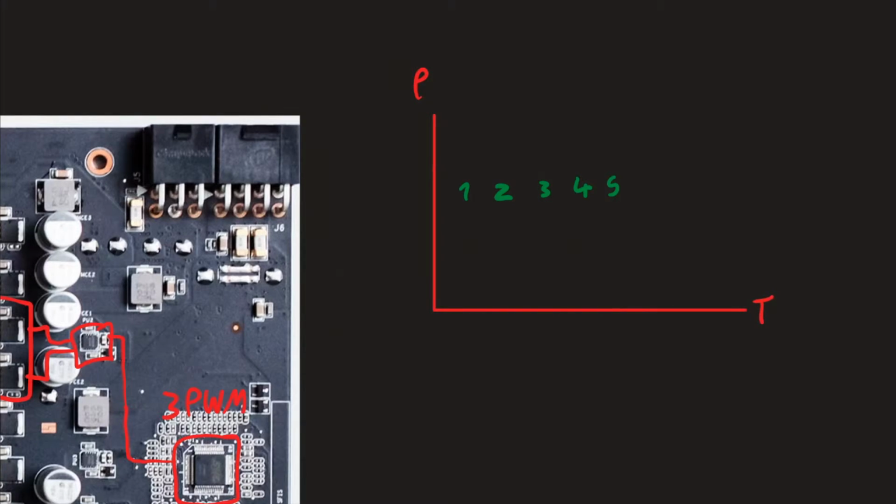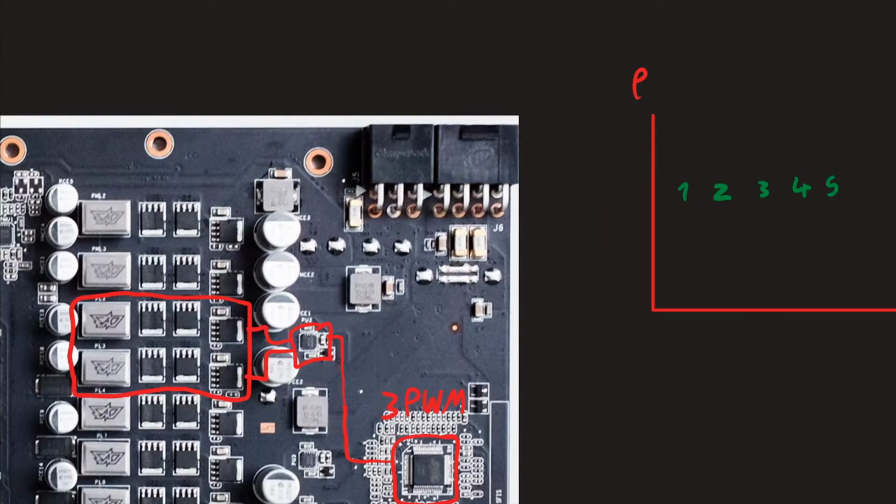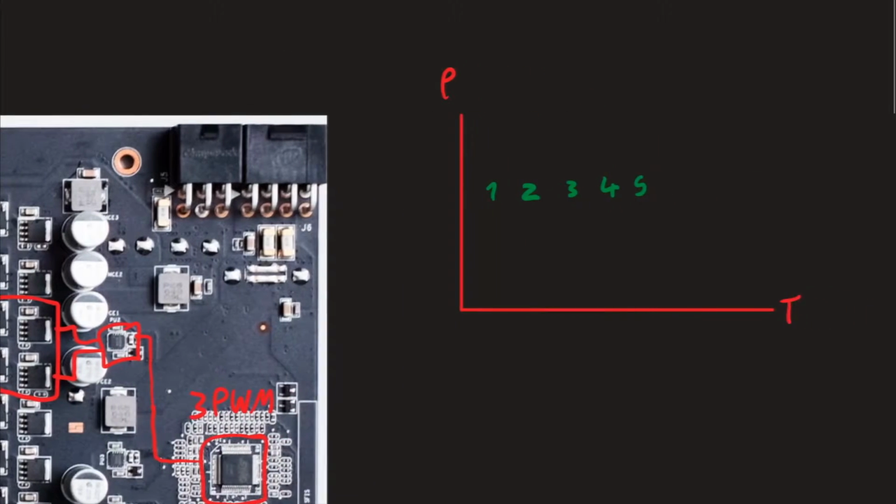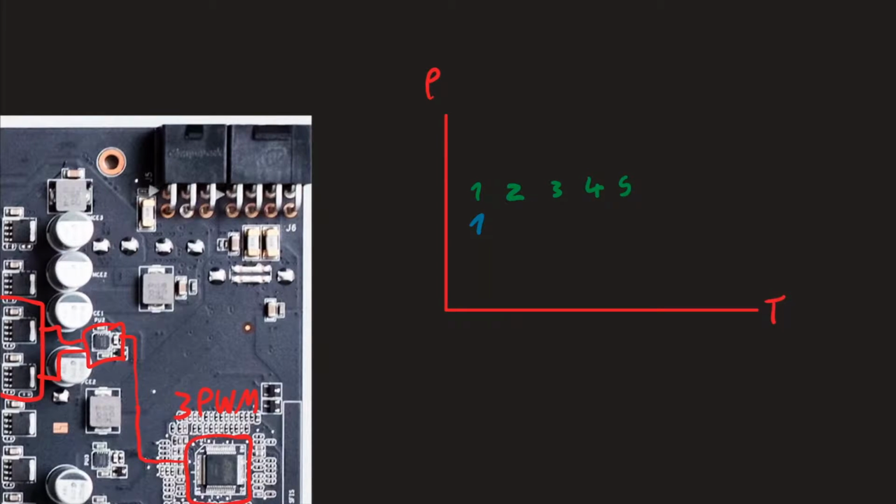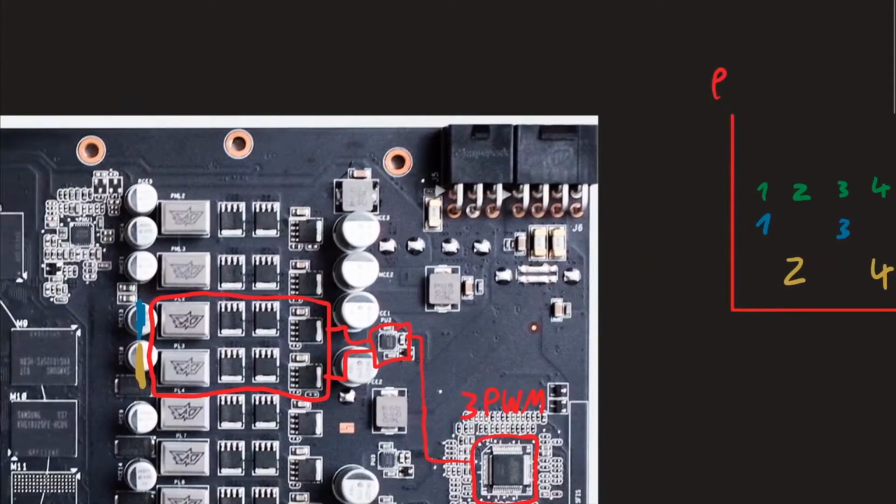So let's say this is the blue phase, and this is the orange phase. What it will do is send pulse 1 to the blue phase, pulse 2 to the orange phase, then pulse 3 to the blue phase again, and pulse 4 to the orange phase again, and so on. So it only sends every second PWM pulse to one phase, and the other pulses that are left out go to the other phase.